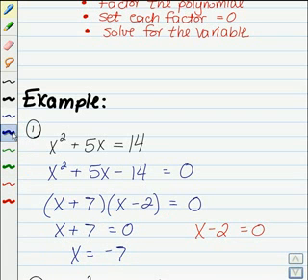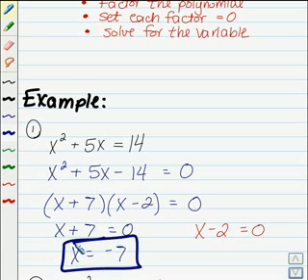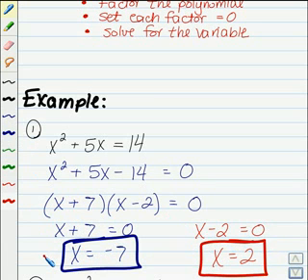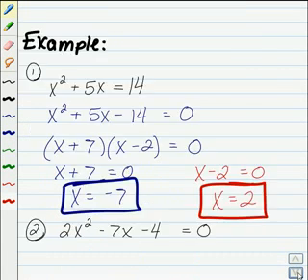In this first case, x equals negative 7. On the other side, when we add 2, we get an answer of 2. So x can be negative 7 or x can be 2. Set it equal to 0, factor it, and then set each factor equal to 0.